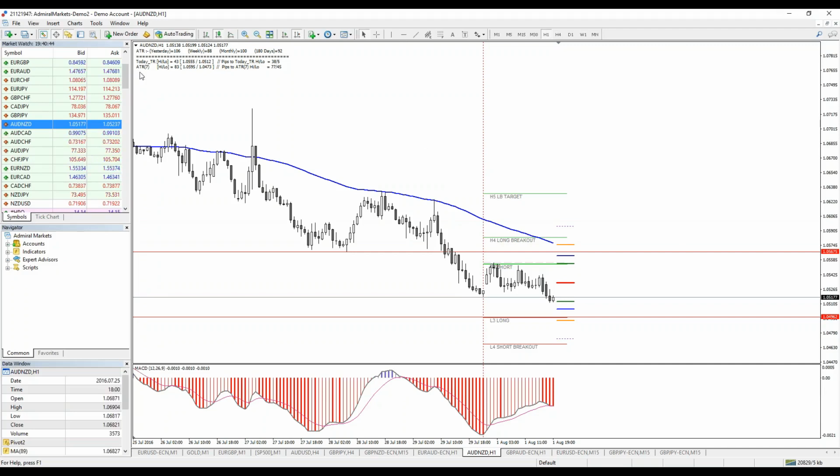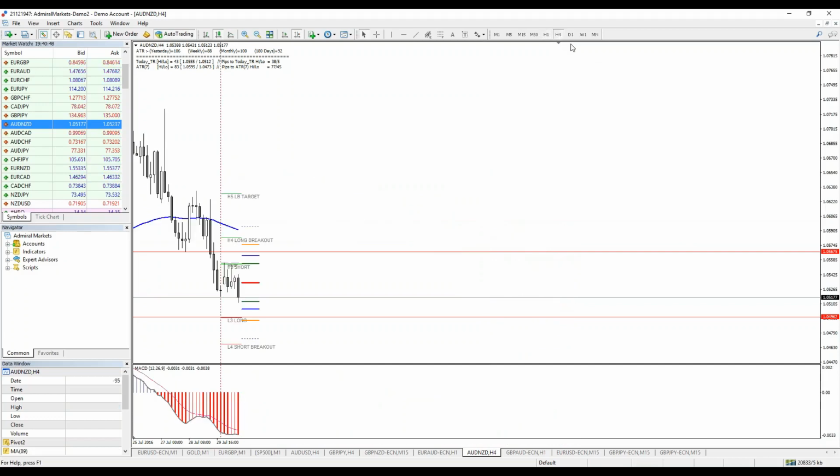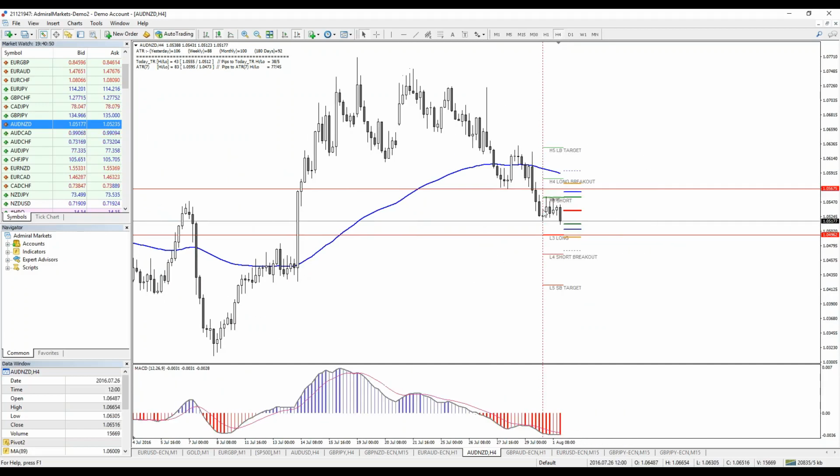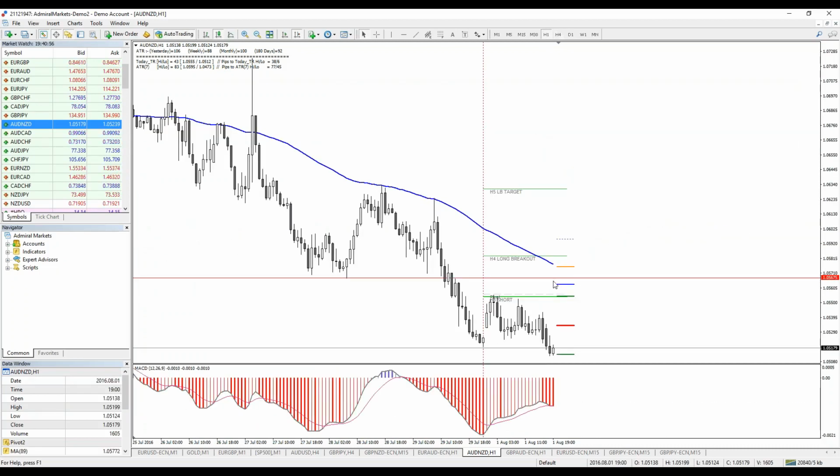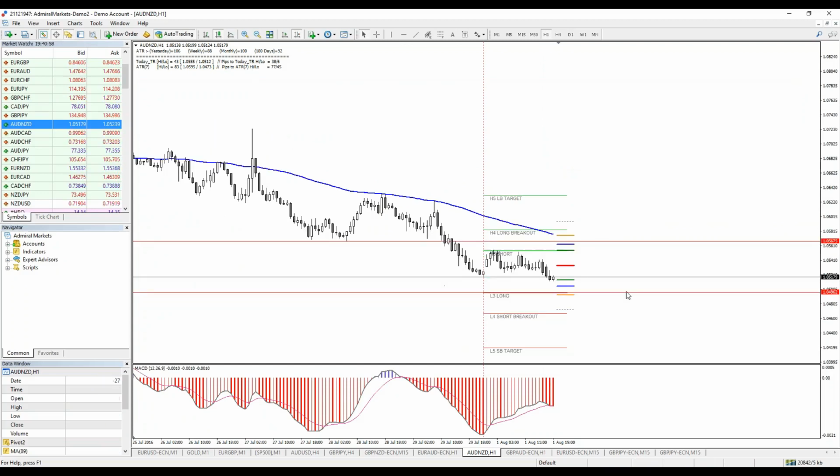So that is Australian dollar New Zealand. So on the 4 hour, you can see here, it's a bit bullish, but here is support, and if you take a short here, there is room towards the next support here. Now it's in between. Okay, it's in between.